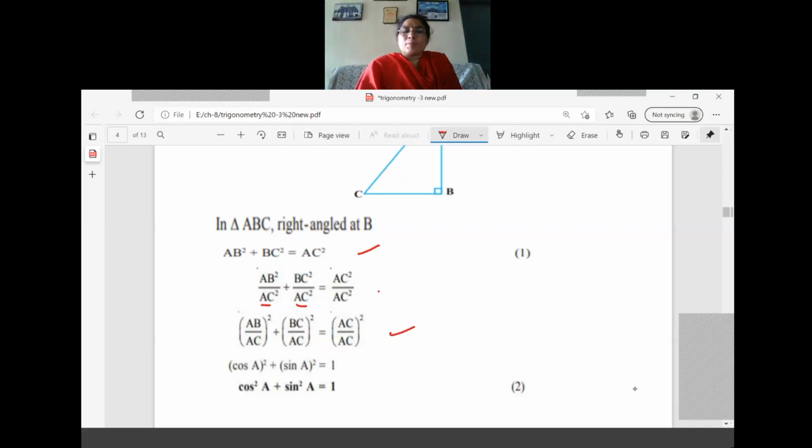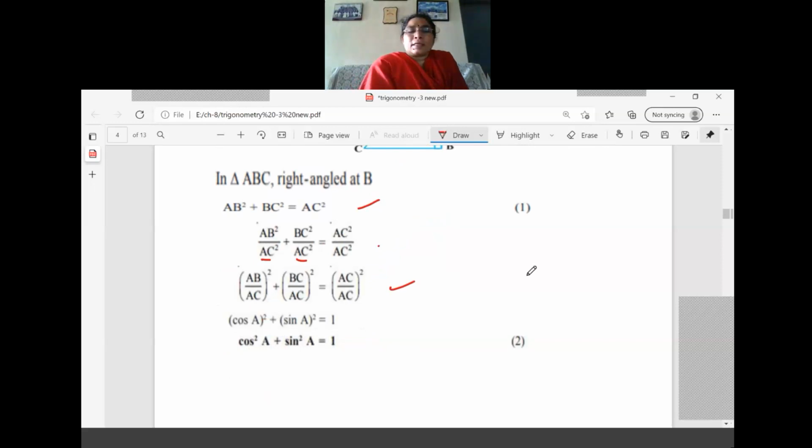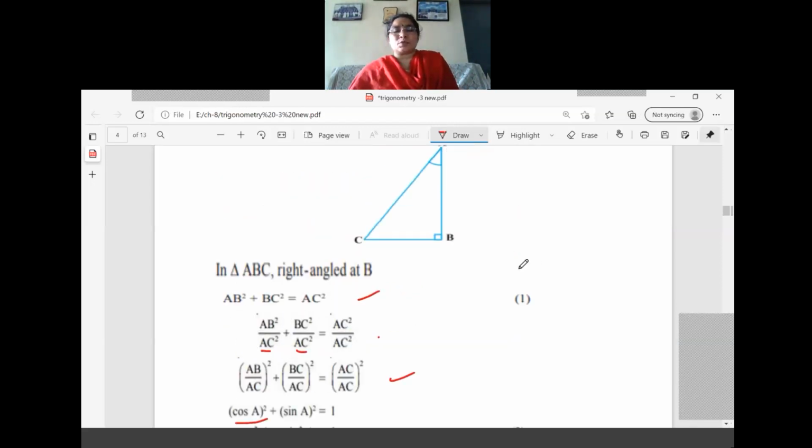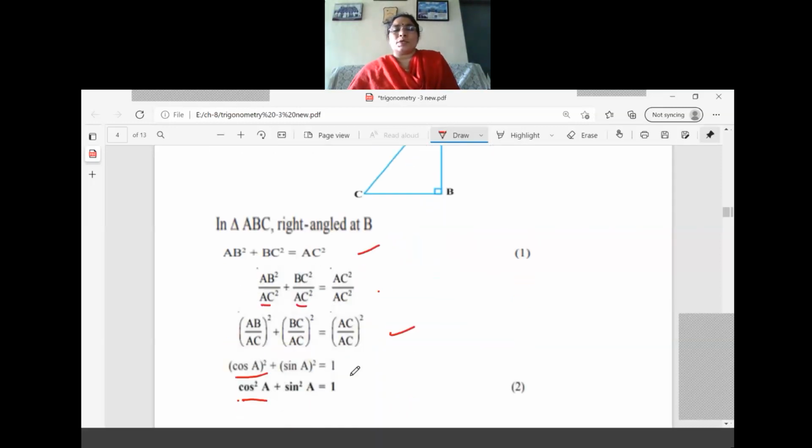That means AB by AC we should find from the diagram. AB by AC, with respect to A, is the adjacent side, right? And AC means hypotenuse. So here we can write it as (cos A) whole square, which is the same as cos square A. Now BC by AC also, with respect to A, BC is the opposite side and AC is the hypotenuse. So it is sine A whole square. That means sine square A equal to 1, right? So cos square A plus sine square A equal to 1.